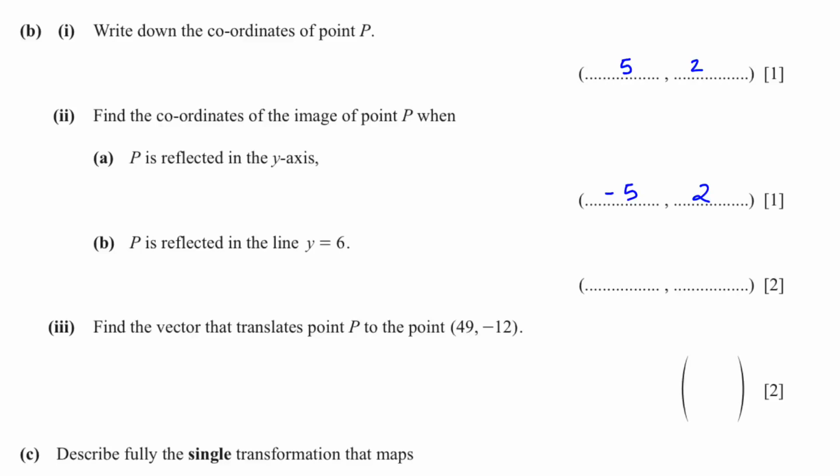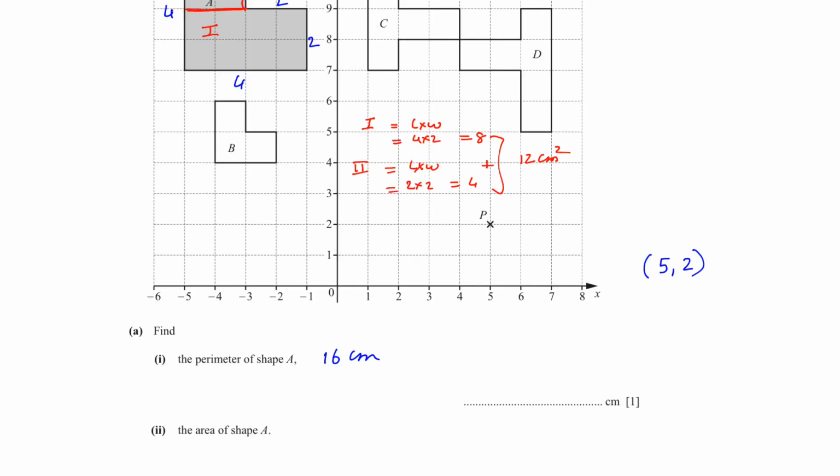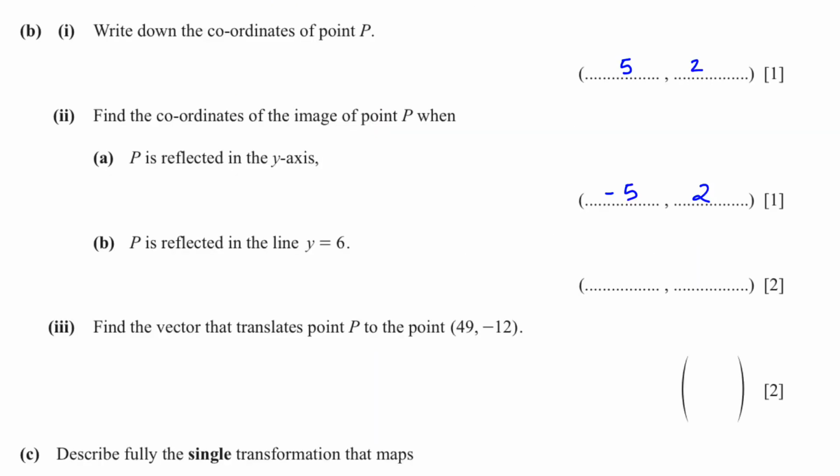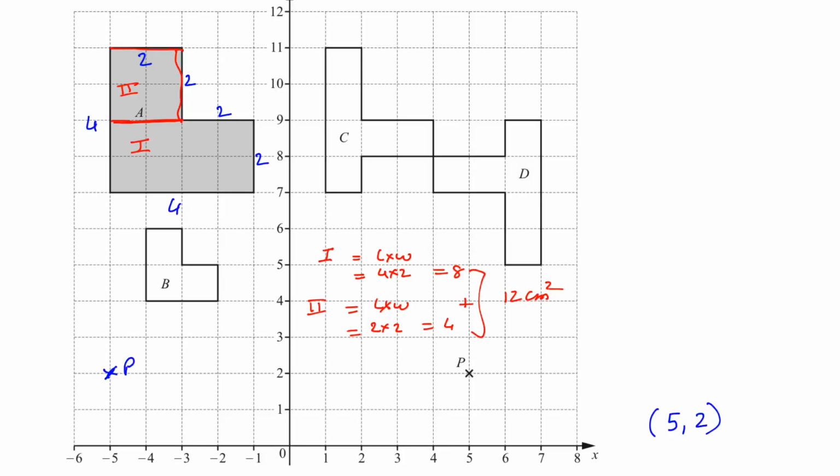Let's see how we got that from the diagram. This is 5 units here. 1, 2, 3, 4, 5. So we move 5 units here, and that will be -5. So this is the reflected image in the y-axis. They want P reflected in the line y is equal to 6. y is equal to 6 is this line here, and we are reflecting P. How many squares away from P? 1, 2, 3, 4. So now we will do 1, 2.